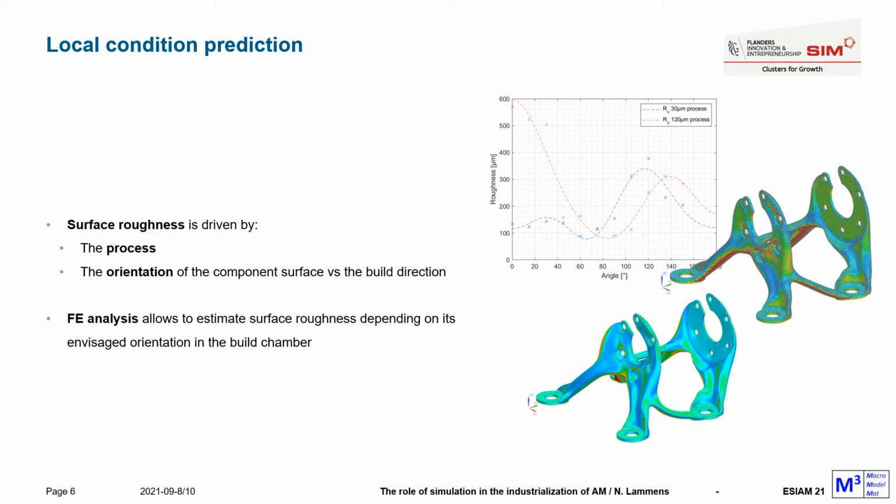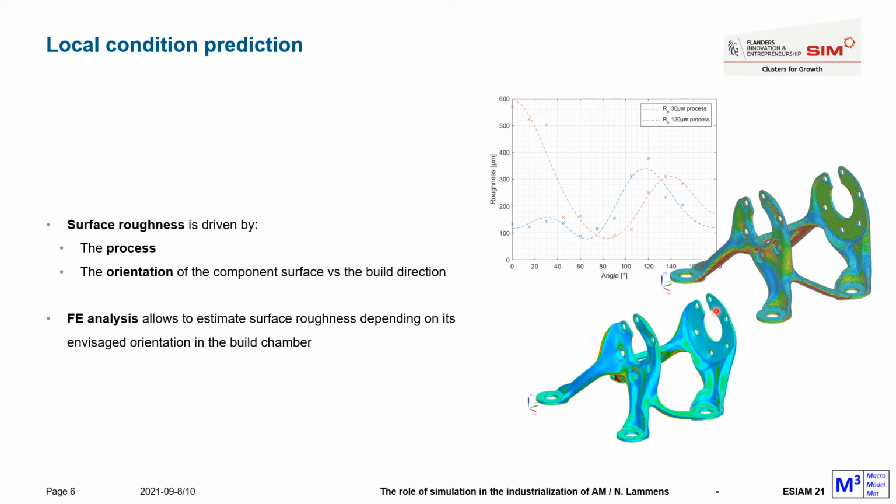A final example of calculating the local material conditions is predicting the surface roughness of an additive manufactured component in the as-built condition. For additive manufacturing, surface roughness is no longer a constant, but it's driven by a combination of the process parameters and the orientation of the surface relative to the build direction. For complex geometries, FE analysis allows us to calculate the orientation of the surface in each point of the model and convert this to an equivalent roughness.